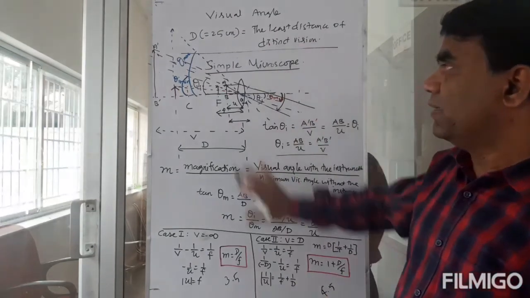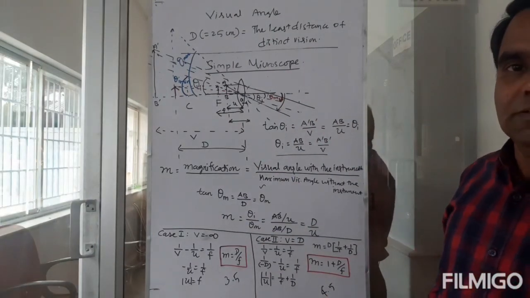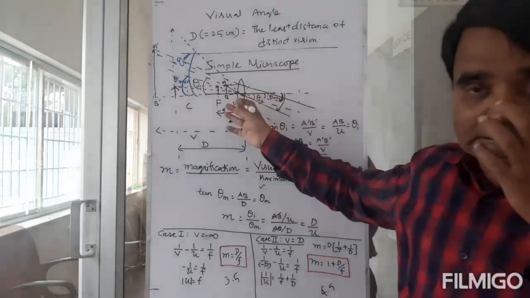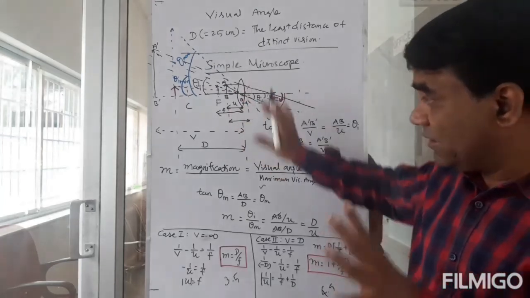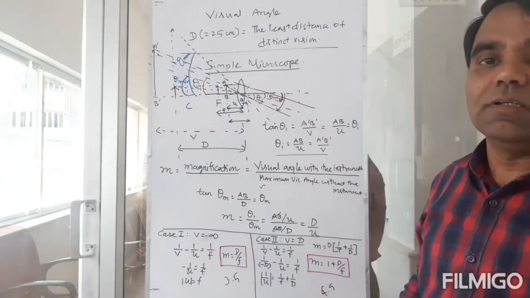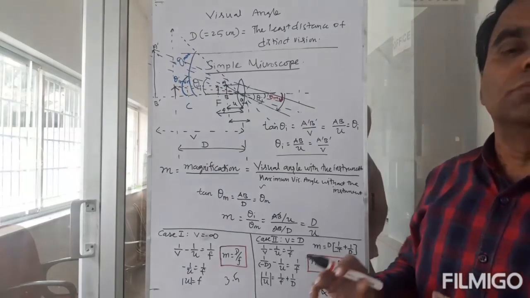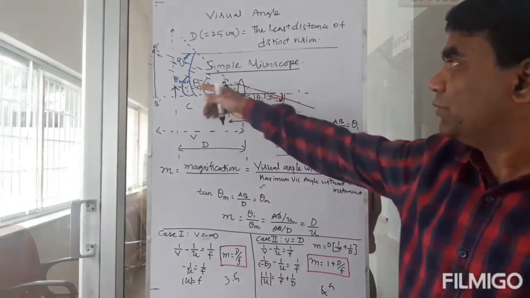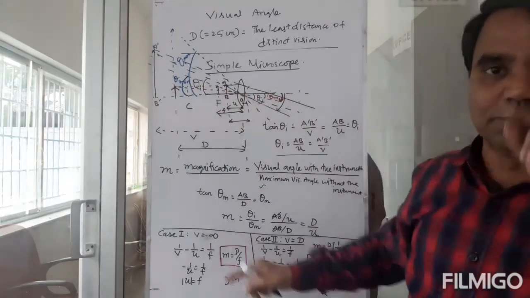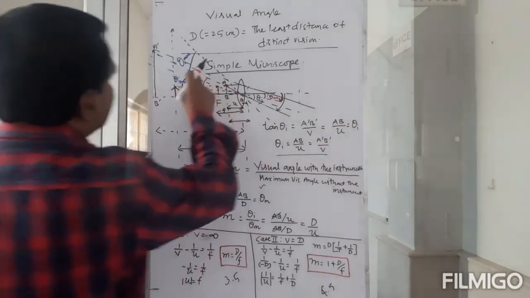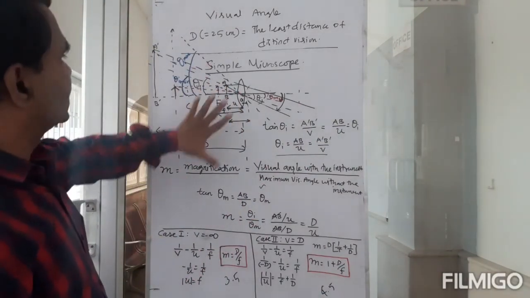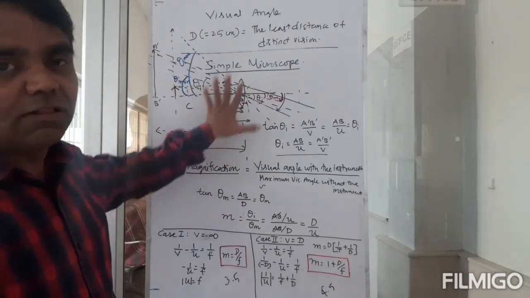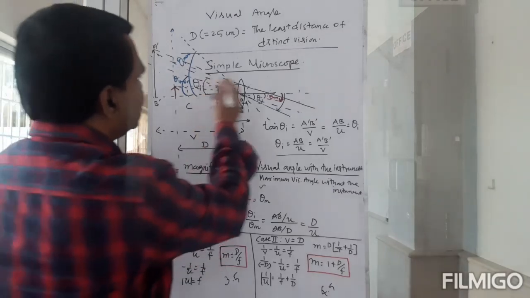So this is a simple microscope. I've drawn so many lines in this picture because I want to explain clearly what is happening. But when you draw it for your exam, you don't need so many lines. One or two lines are enough. The black lines are enough. You can ignore the blue lines, red lines, all of this.